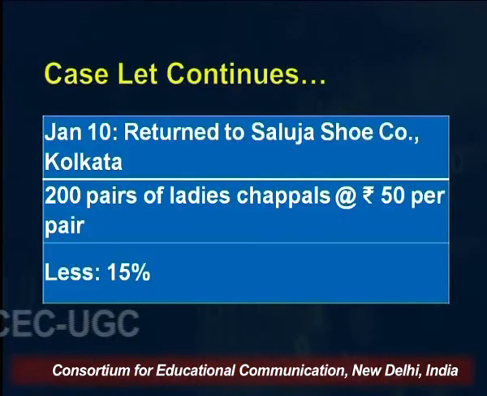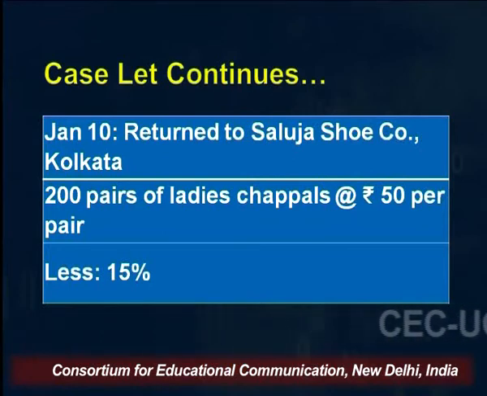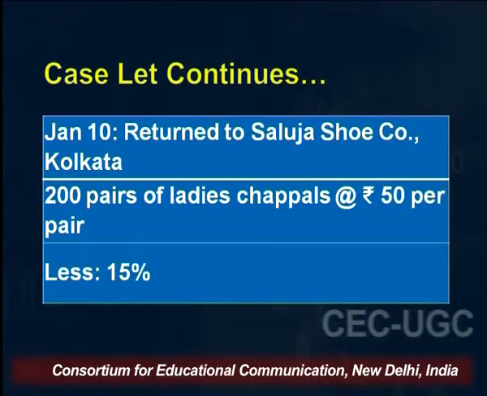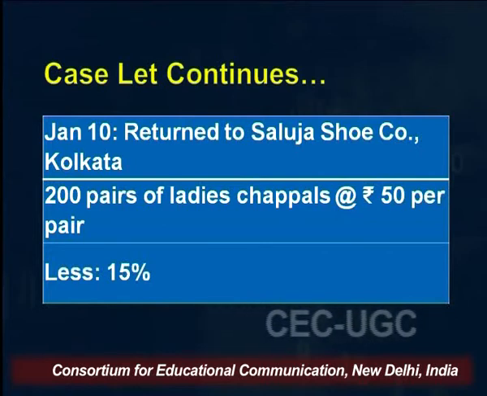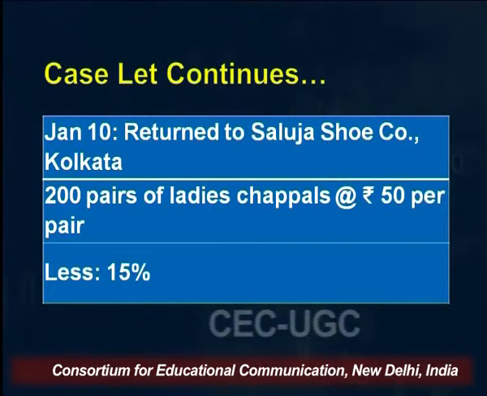So coming to the second transaction now. The second transaction was on January 10th. It says returned to Saluja Shoe and Company, Kolkata, 200 pairs of ladies chappal at the rate of 50 each. So 200 into 50 means my transaction is for 10,000, right? And to whom are we returning? We are returning to Saluja Shoe Company. Are they based in the same state? Answer is yes. They are based in West Bengal state, right? So is this an interstate or intrastate transaction? This is an intrastate transaction.